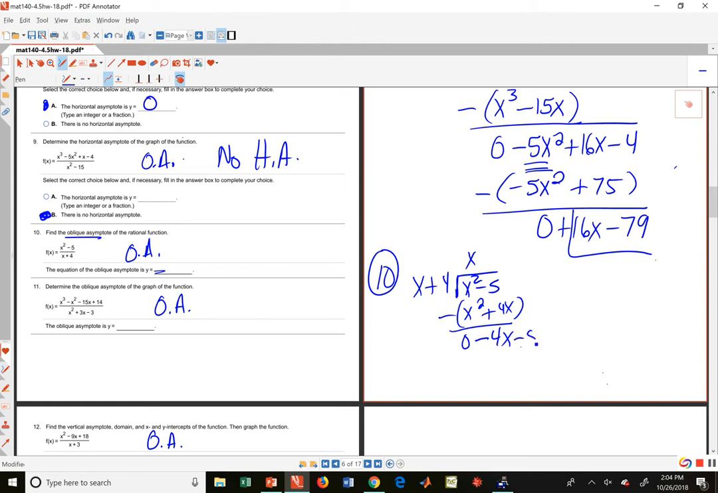The -5 has nothing to subtract, so it comes down as -5. X goes into -4x minus 4 times. We are done. That is our oblique asymptote. It is y equals x minus 4, and no more to be done there. We have found our oblique asymptote, and that was a little tricky.